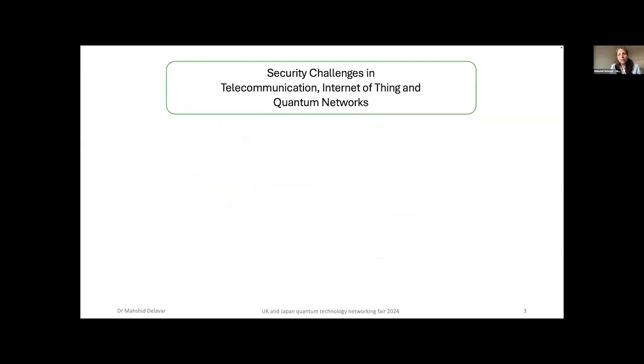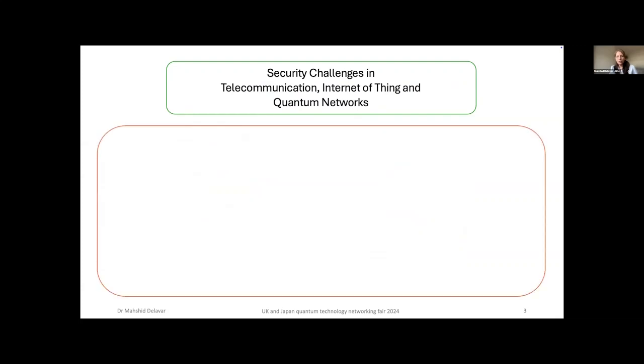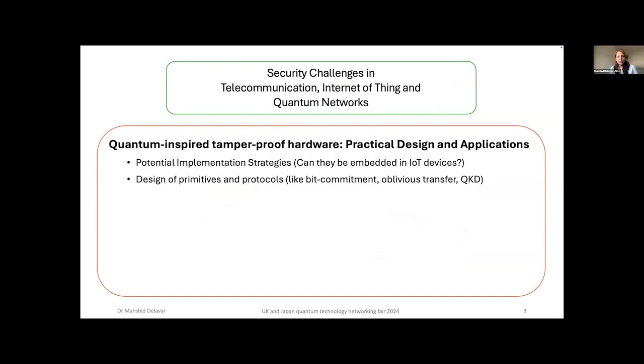Over the last decade, my research has focused on advancing cybersecurity and privacy through innovative solutions addressing emerging threats in communication systems, the Internet of Things, and also quantum communication. Building on this foundation, my current research lies at the intersection of quantum technology and cybersecurity. The first one is I aim to enhance the security of tamper-proof hardware.